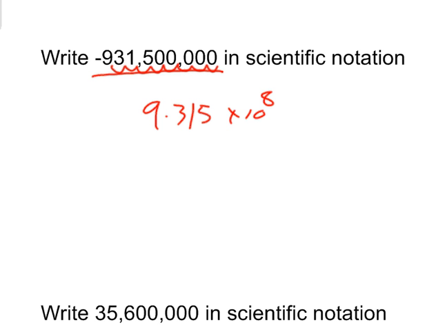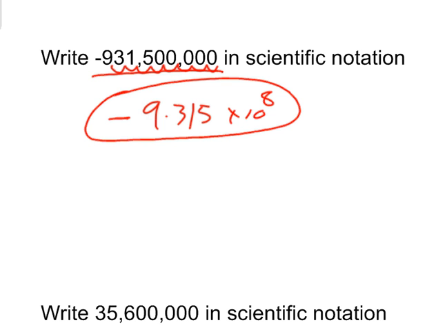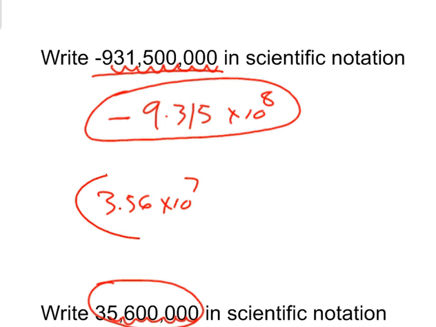The 8 is positive because the original value was higher than 1. And of course, the number is still negative. All right. Down here, I'm going to move the decimal point 1, 2, 3, 4, 5, 6, 7. So I've got 3.56 times 10 to the 7th. And that's the same number, the same value, only in scientific notation.